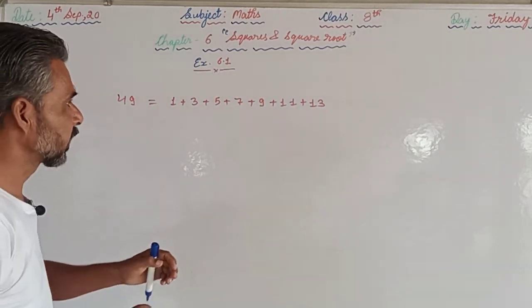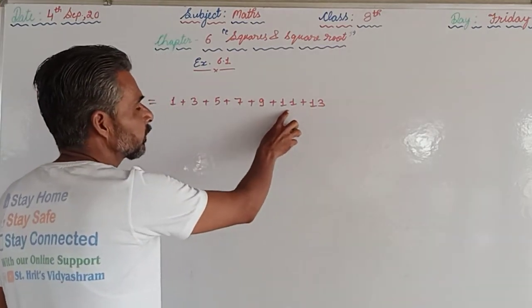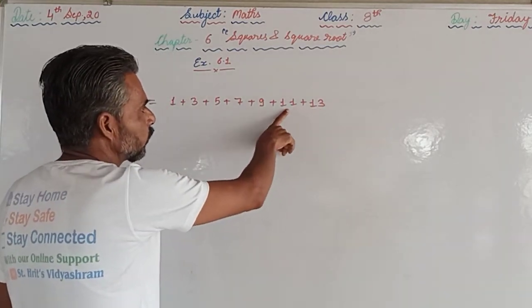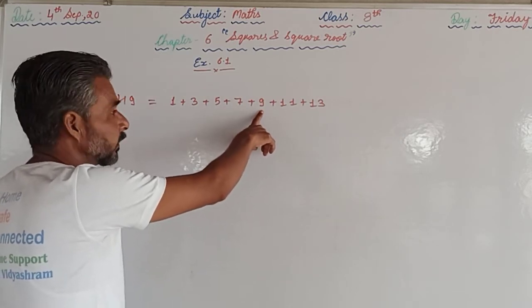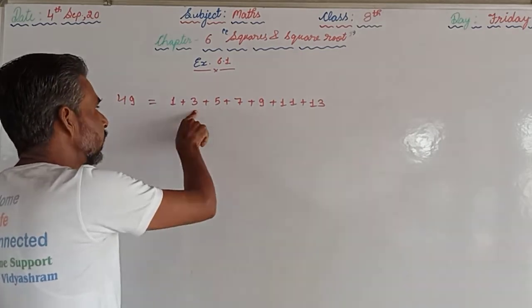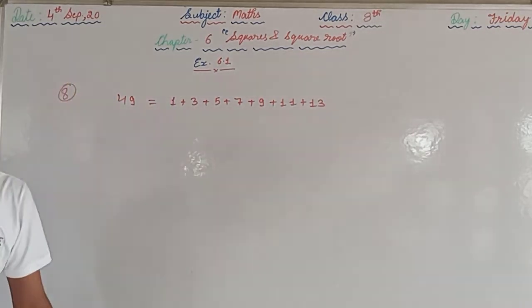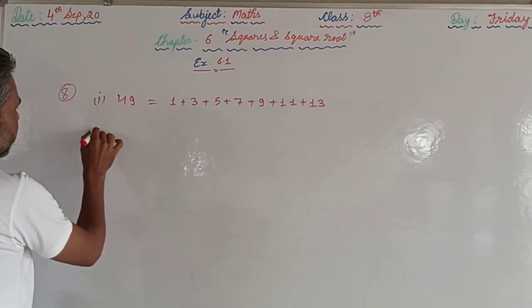Now we can check whether our answer is right or wrong. 13 plus 11 is 24. 24 plus 9 is 33. 33 plus 7 is 40, 45, 48, 49. So like this. Next one, 121. The second part is 121.